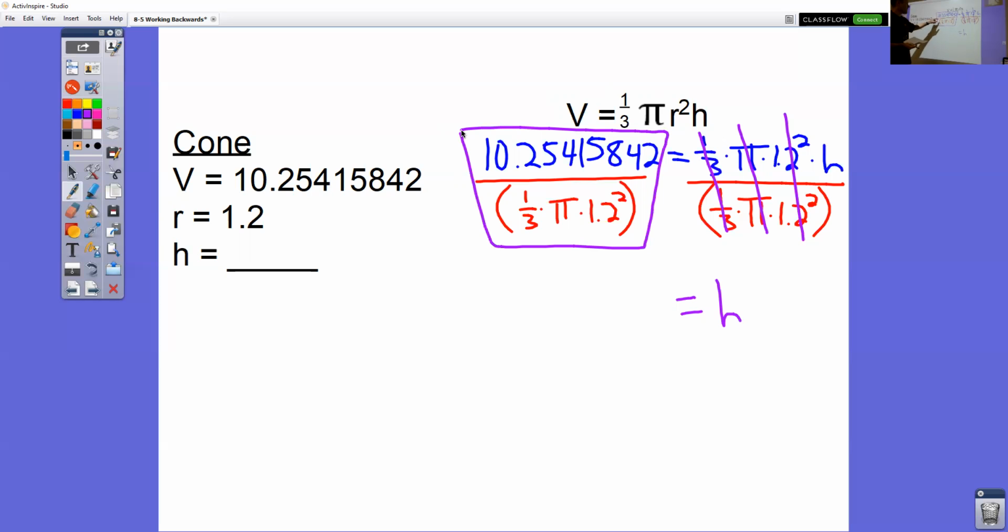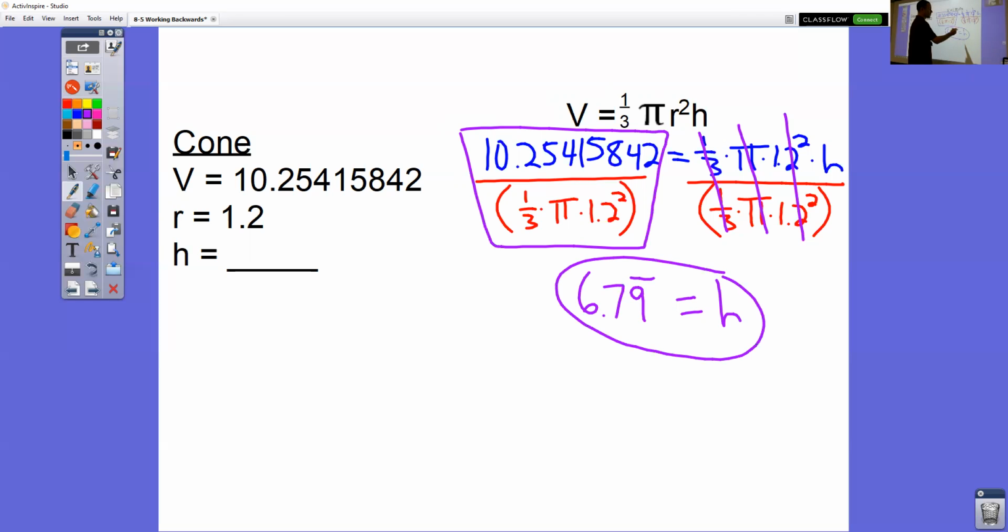10.25415.842 divided by parentheses 1 divided by 3 times pi times 1.2 squared. Close your parentheses. When you do that, you get a height of 6.7999999, or 9 repeating. We are not taking the square root in this one because we have an h all by itself. We only take the square root when it says r squared.